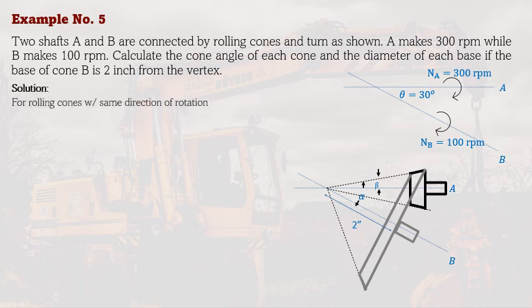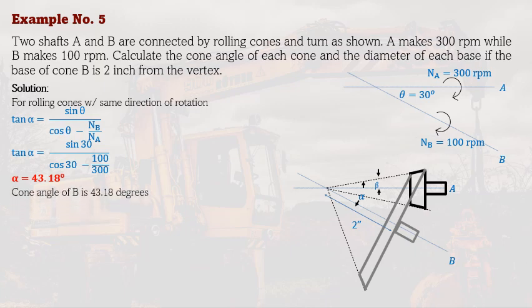So for rolling cones with the same direction of rotation, we can use the relationship tan alpha is equal to sine theta over cosine theta minus NB over NA. Substituting the values from the given, we can get the value of alpha as 43.18 degrees. Since we know that alpha minus 30 degrees is equal to beta, then this would be the cone angle of B. So this is 43.18 degrees.